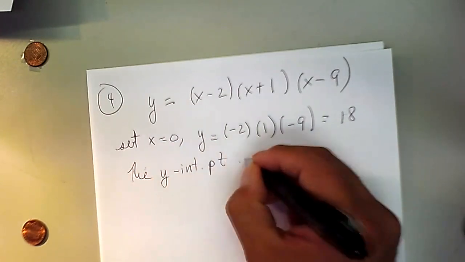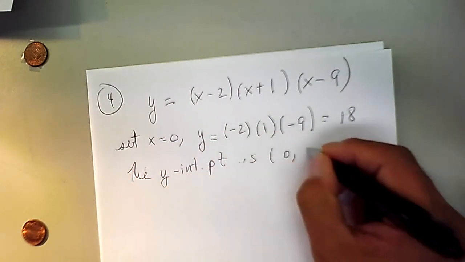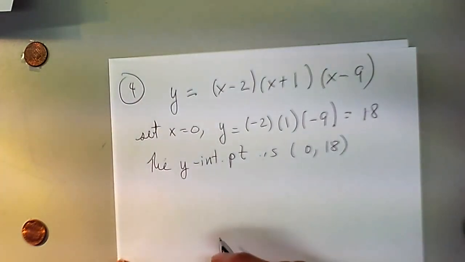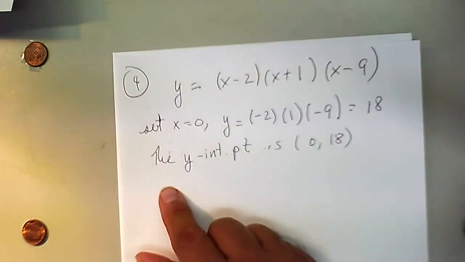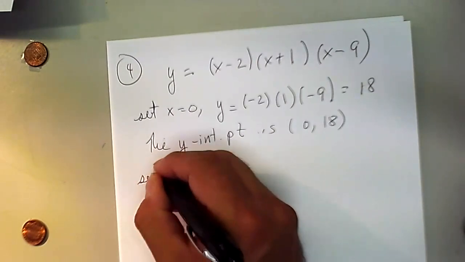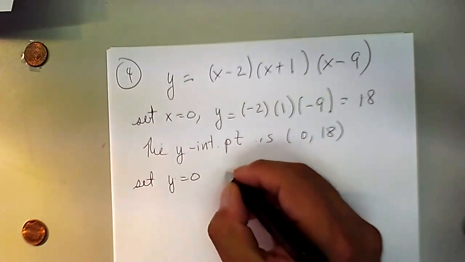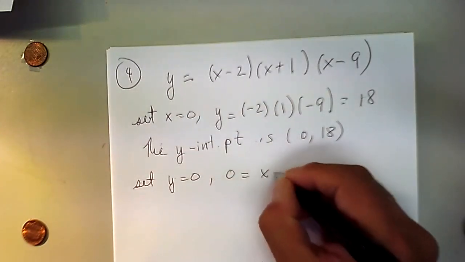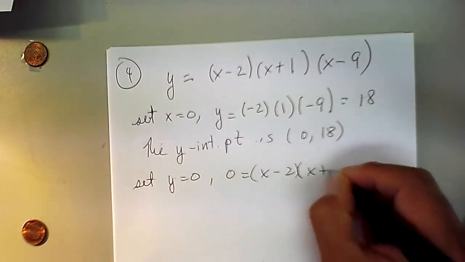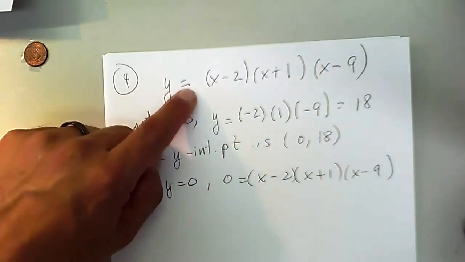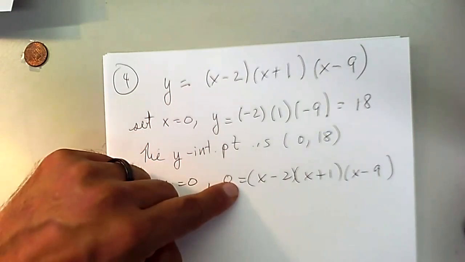The y-intercept point is (0, 18). Okay. Now, independently, we're going to find the x-intercepts. So now we said y equal to 0. So that guy, 0, is equal to (x minus 2)(x plus 1)(x minus 9). So please notice the difference between that and that.